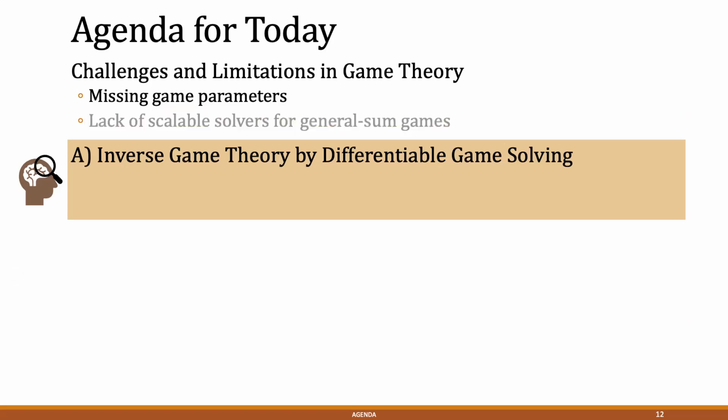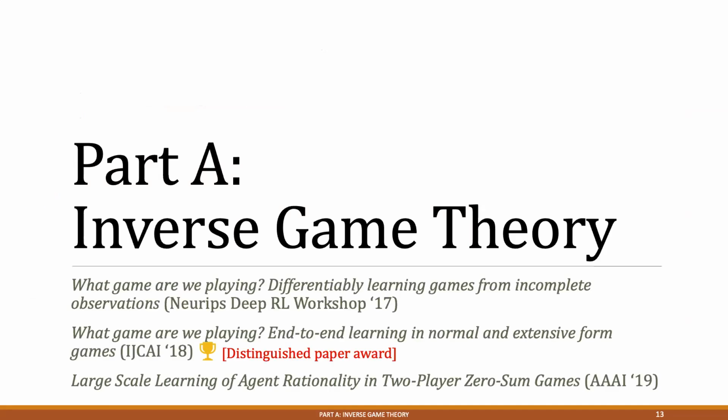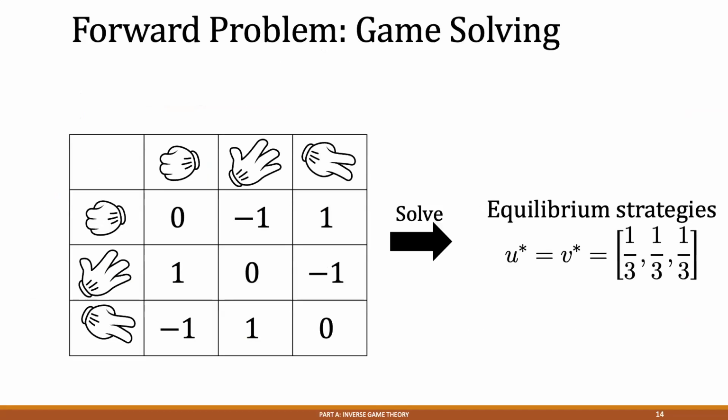Okay, so let's start off with inverse game theory. When we talk about game solving, typically this is what we have in mind, right? We have a game on the left, this rock, paper, scissors. I think that should be clear enough. And what we want to do is to try to solve it. And this gives us an equilibrium, or what we call the solution to the game. In this case, this will be the uniform strategy. The optimal strategy is to play uniformly at random. And that kind of makes sense intuitively.